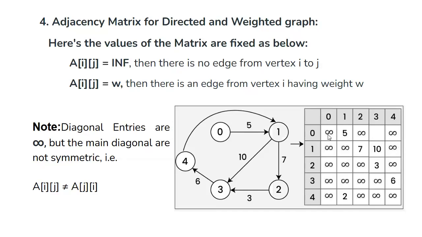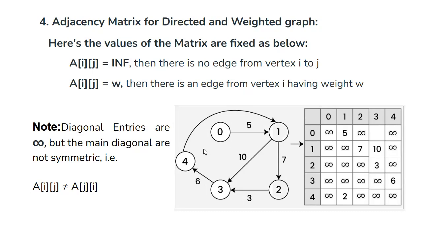And here, in the previous one, that is a directed unweighted graph, there are only 0s and 1s. If there is a path, the value 1 is placed, and all diagonal values are 0. But here, in the weighted graph, the diagonal values are infinity, and the directed edges are also available, so the matrix is not symmetric about the main diagonal.